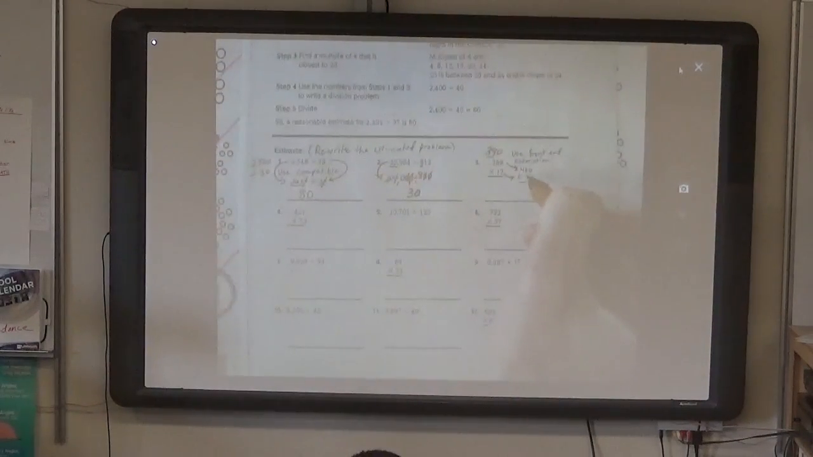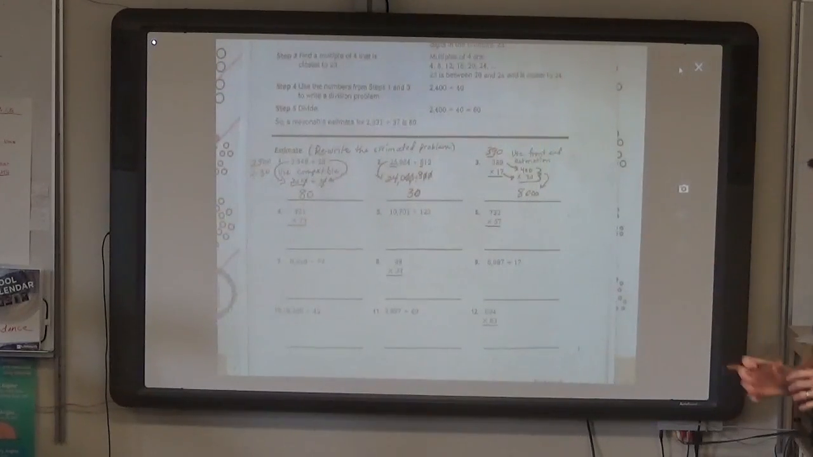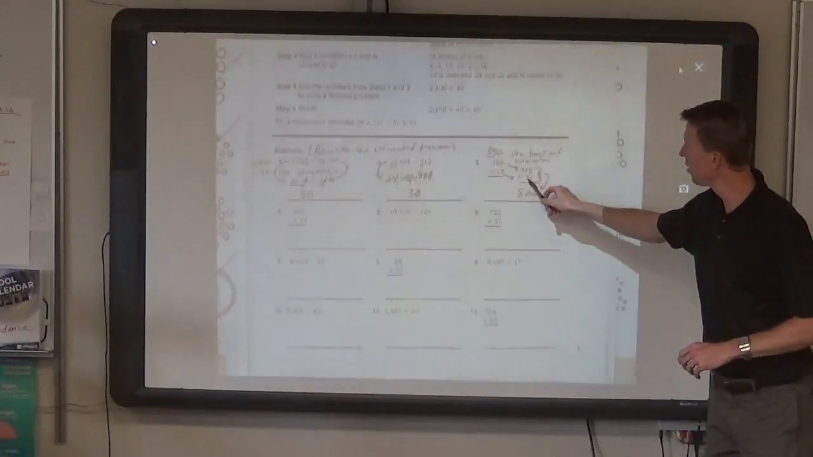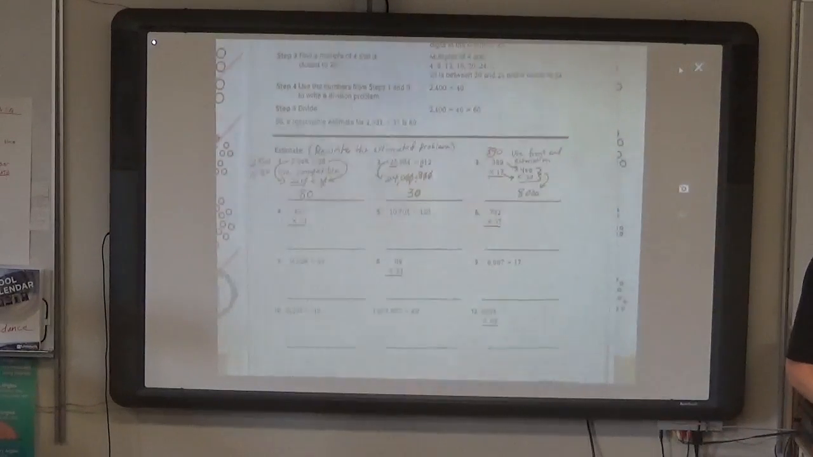4 times 2 is 8, and then all of the zeros from the problem go into the answer. Whenever you're multiplying really big numbers, you count up all the zeros in the whole problem and then put them in the answer. 400 has 2 zeros, 20 has 1 zero, so our answer should have 3 zeros in it. Okay?